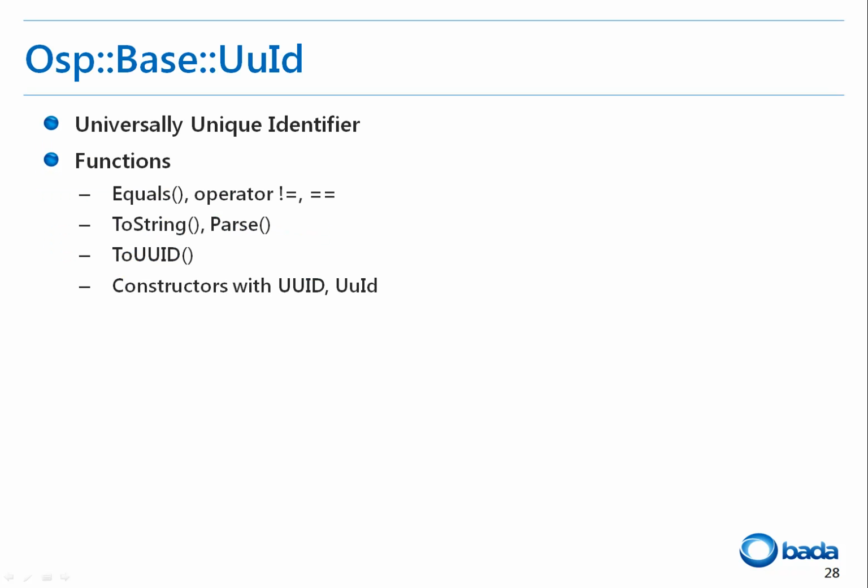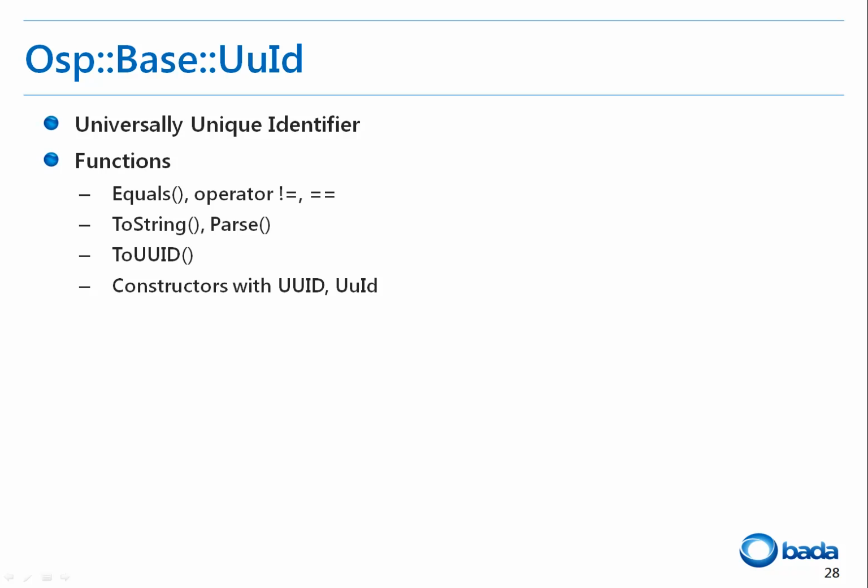The OSP base namespace provides the UUID class used to represent a universally unique identifier. The UUID structure consists of 32 hexadecimal digits displayed in 5 groups separated by hyphens to form a total of 36 characters, 32 digits, and 4 dashes. The 5 groups in the UUID structure are represented as 8-4-4-4-12, with each number representing the number of hexadecimal digits in the group.